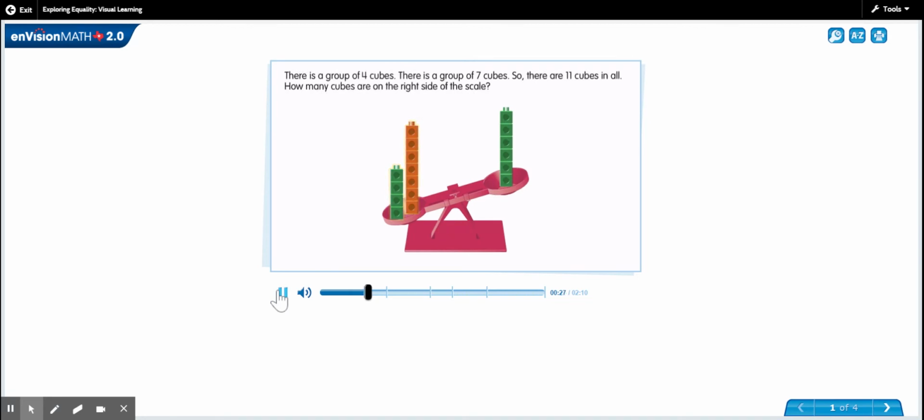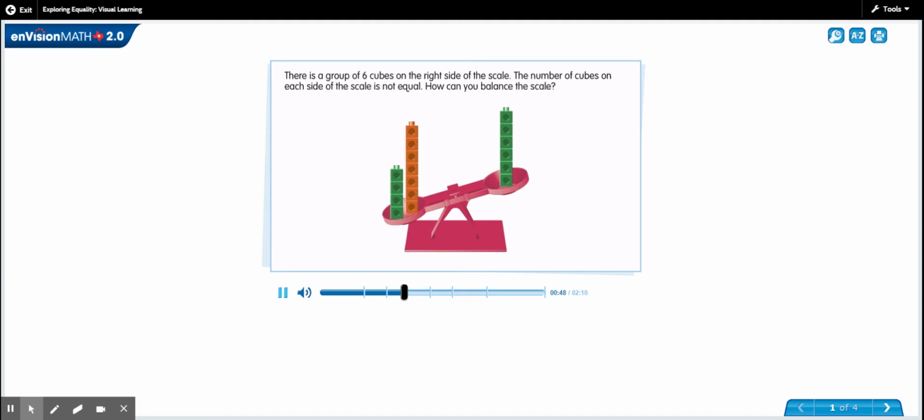There is a group of 4 cubes. There is a group of 7 cubes. So, there are 11 cubes in all. How many cubes are on the right side of the scale? There is a group of 6 cubes on the right side of the scale. The number of cubes on each side of the scale is not equal.